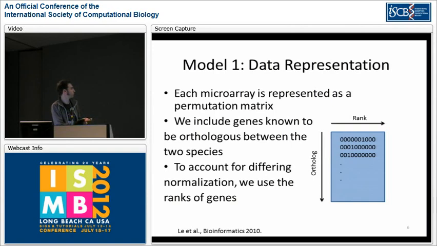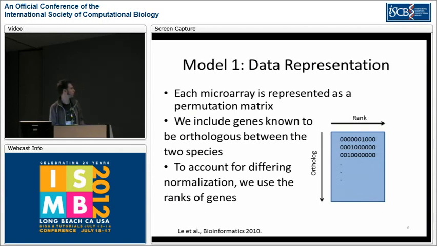So we have a set of orthologs. These are genes that we expect to be present in both of the species that we're looking at. And for each of these orthologs, we have some kind of rank, which is, for example, if you score all of the expression values in the array and you order them, what is the rank? What order is it in?